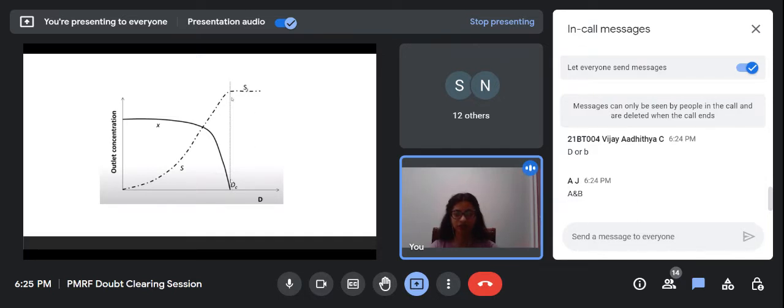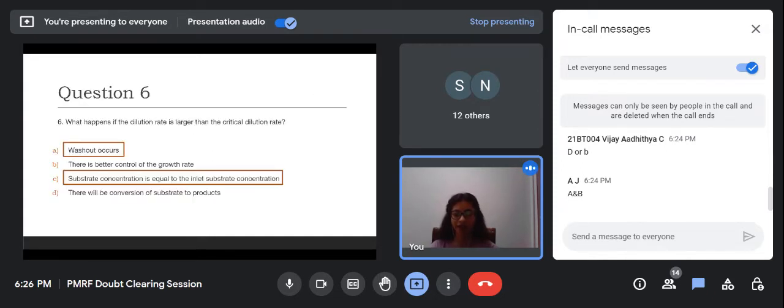And after the critical dilution rate, that means no substrate is converted. So whatever substrate you were giving at the beginning from the inlet, it is going out from the outlet itself, right? So the correct answer in this case is A and C.